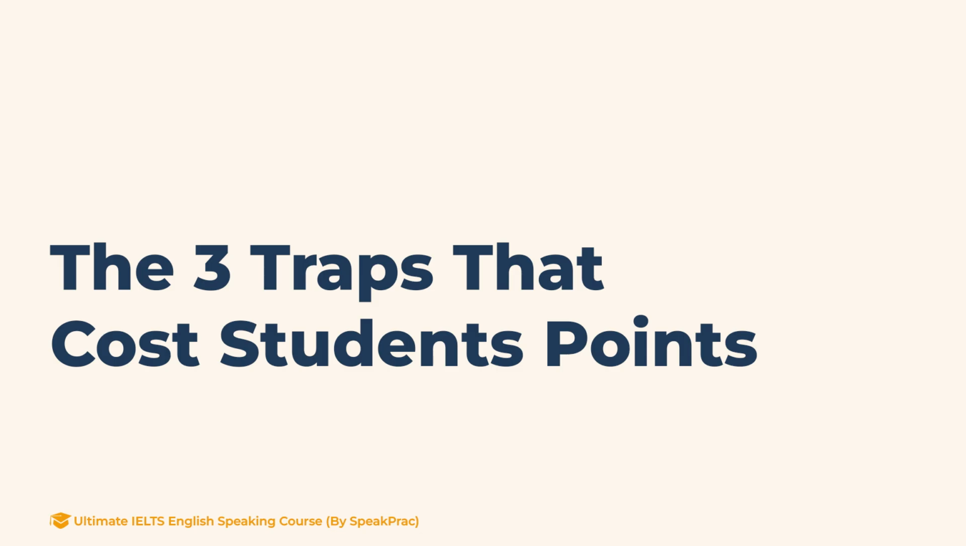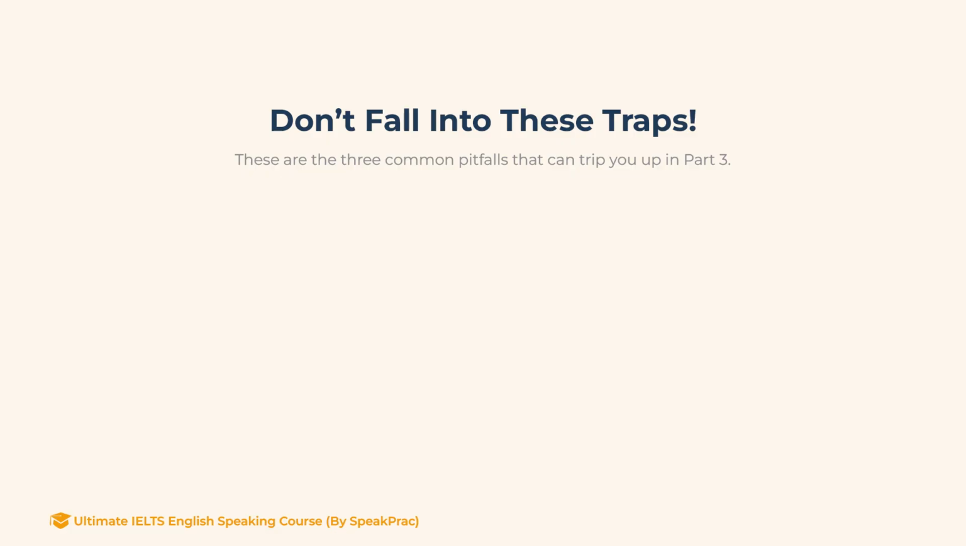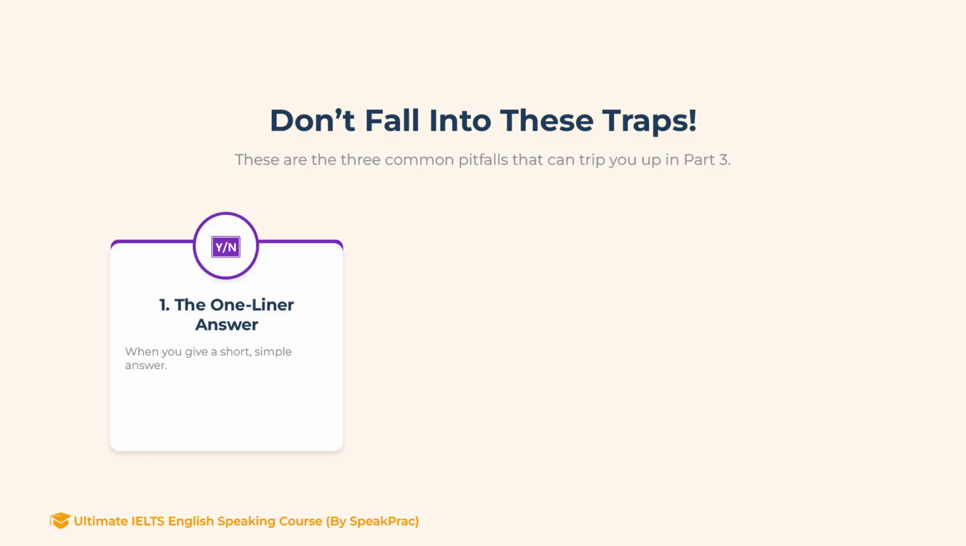The 3 traps that cost students points. Now, before we get to the solutions, we need to understand the common pitfalls. I see students fall into the same 3 traps over and over again. Trap 1, the one-liner answer. In Part 1, a 2 or 3 sentence answer is perfect. But in Part 3, giving a short, simple answer is a huge red flag.